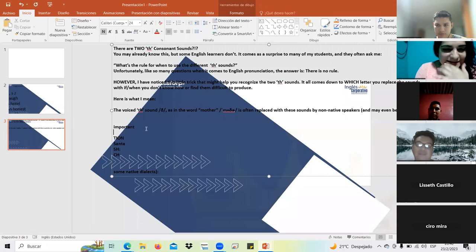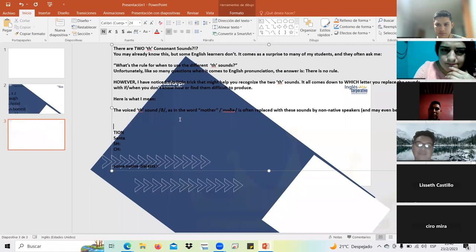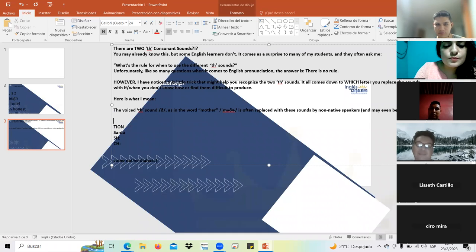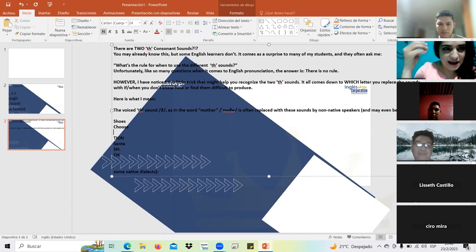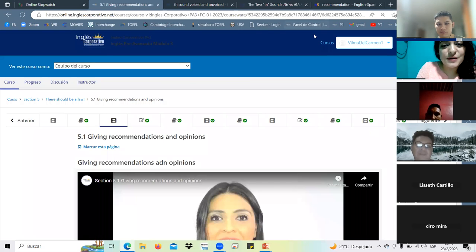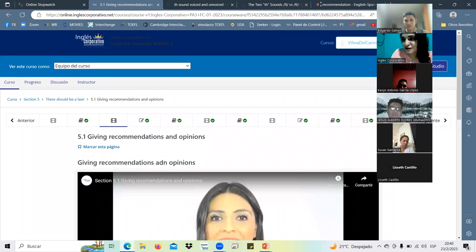hay otra palabra que les quería decir. Shoes y choose, nada que ver, ¿verdad? ¿Ya? Entre otras, ¿ok? Que son palabras que nosotros las mal pronunciamos y decimos shoes en lugar de zapatos, ¿verdad? O viceversa. So be careful with that, okay? All right, but we were asking about suggestions or recommendations. ¿Cuáles eran esas recomendaciones, guys?